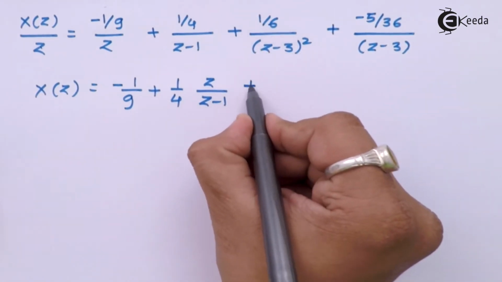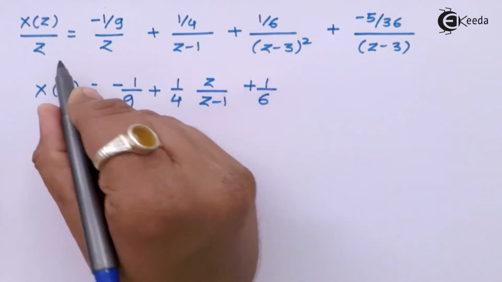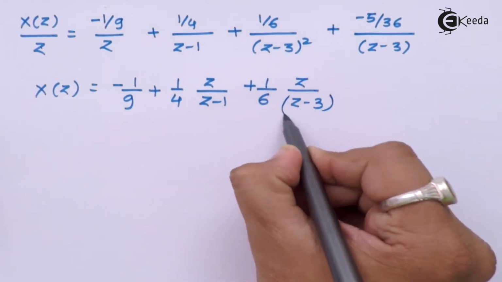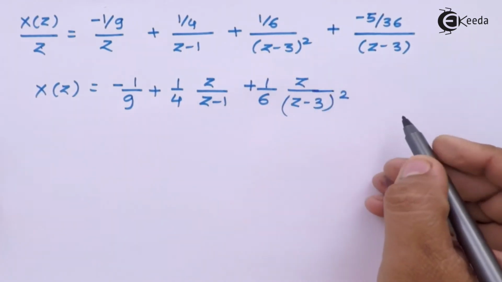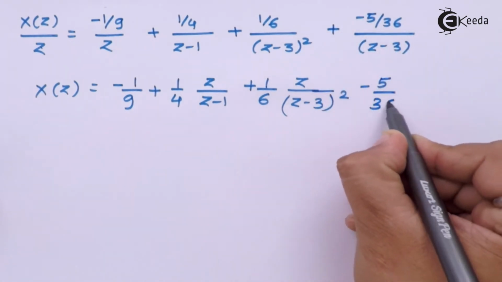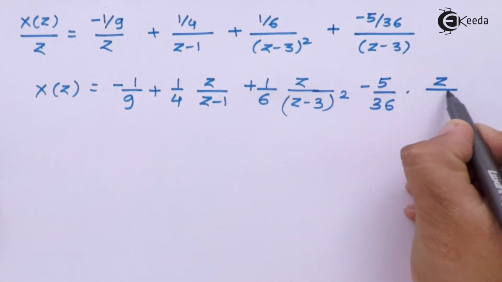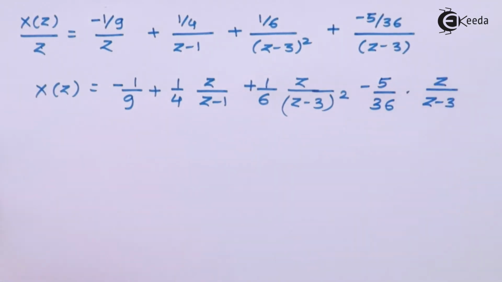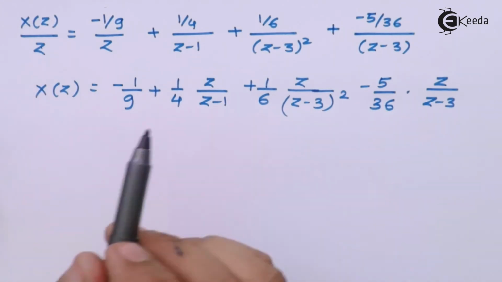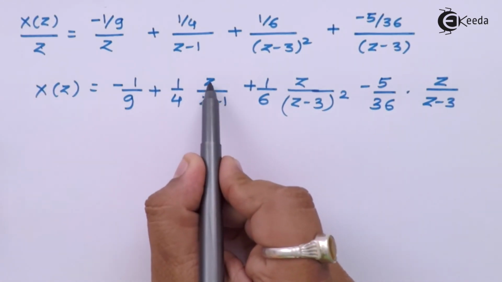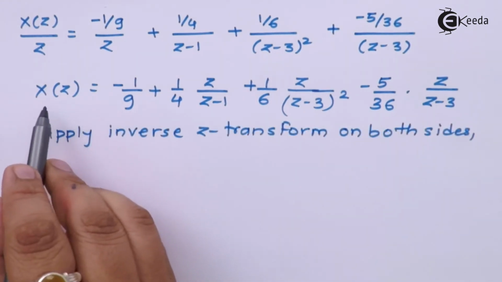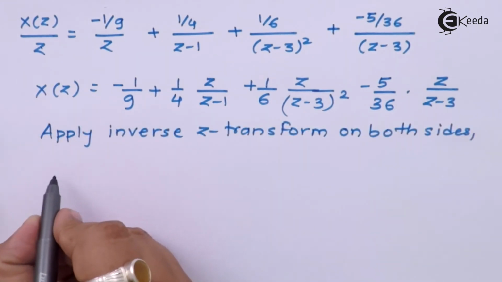Similarly, I'll write the constant part first. Then after multiplying z, what you will get? z upon z minus 3 the whole square. And at the last, minus 5 by 36, I'll take constant, and z upon z minus 3 will be there. Now apply inverse z transform on both these sides, because our result is in the form of z upon z minus a. So after applying, we can say that inverse z transform of X of z is nothing but x of n.